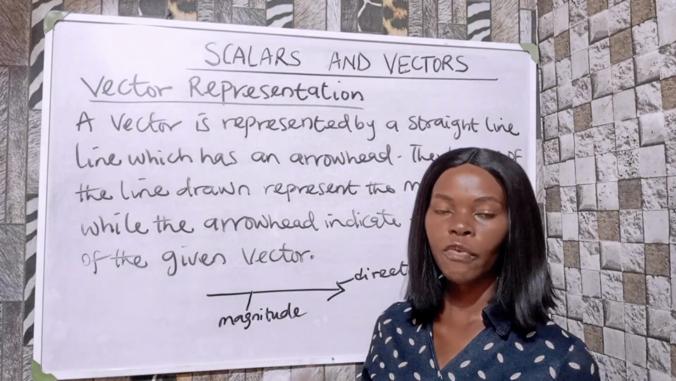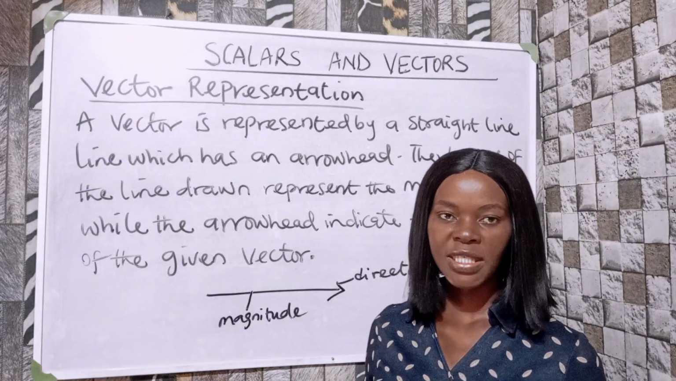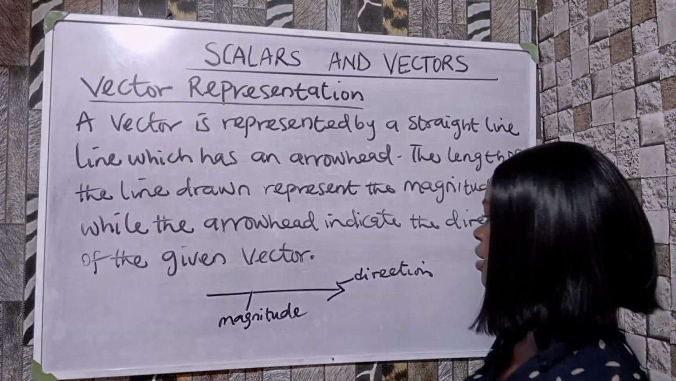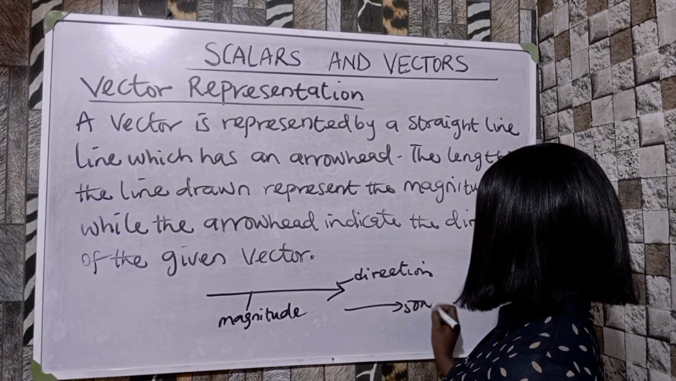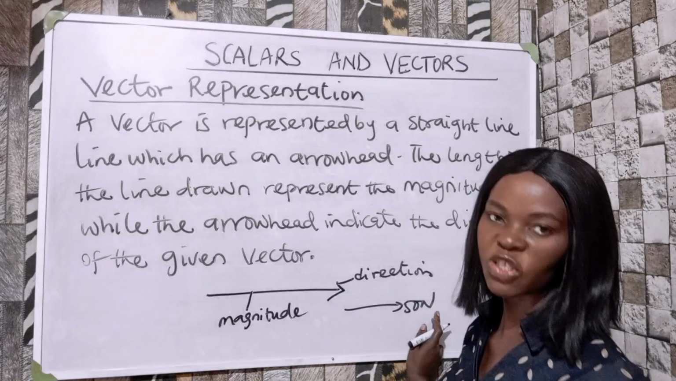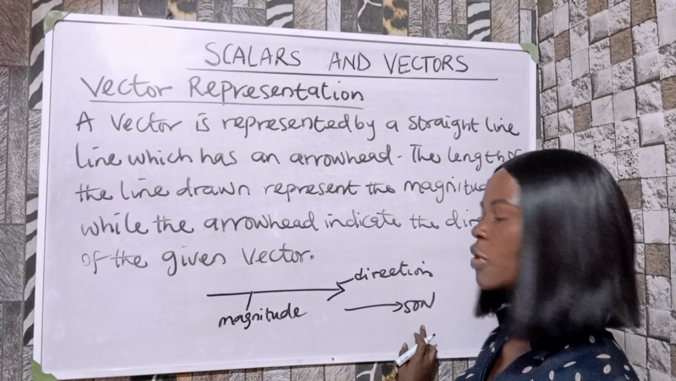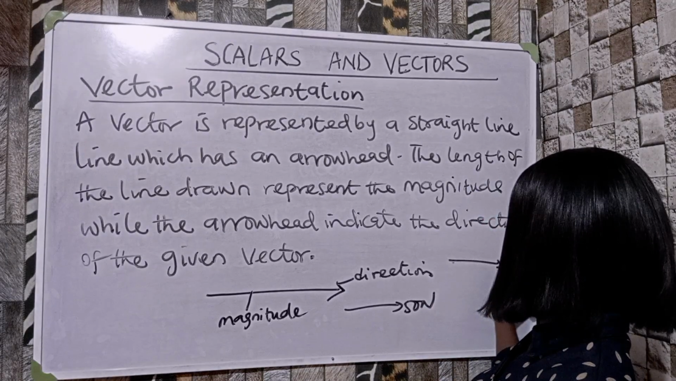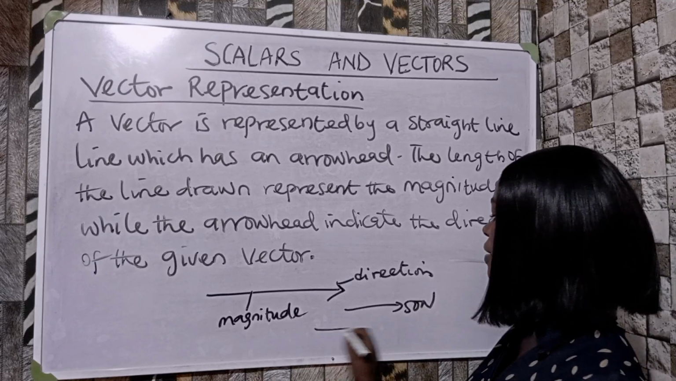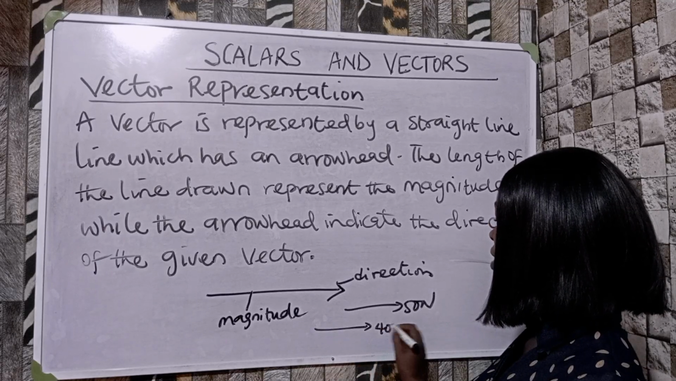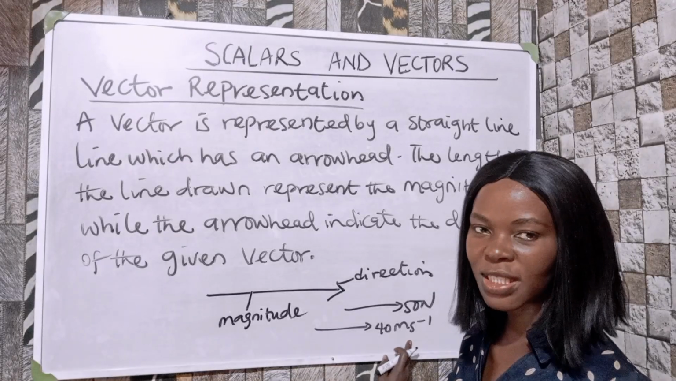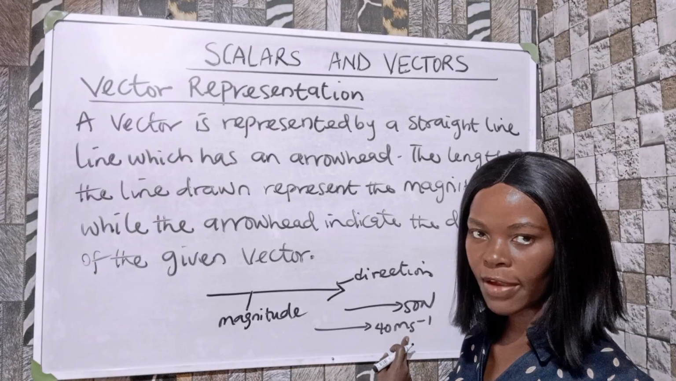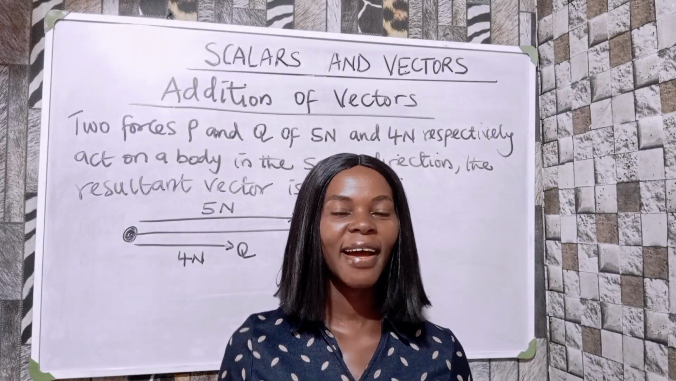Since we have force as a vector, velocity as a vector, you can see something like this. You can see 50 Newton. Because force is measured in Newton, it can serve as a vector. You can equally see 40 meters per second. Because velocity is a vector, it can still serve as a vector.